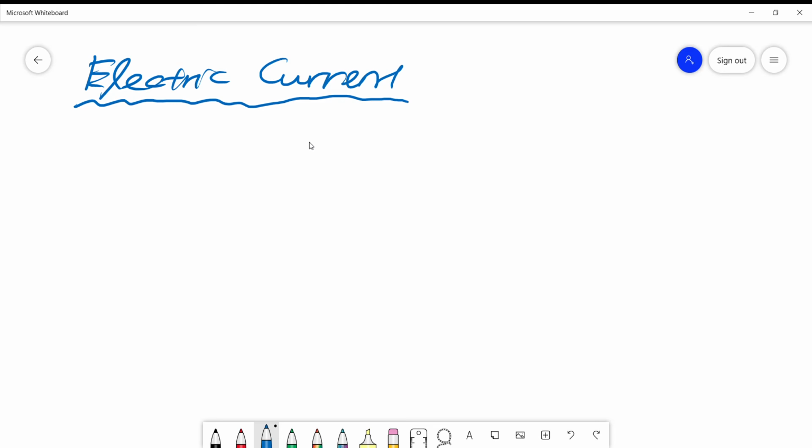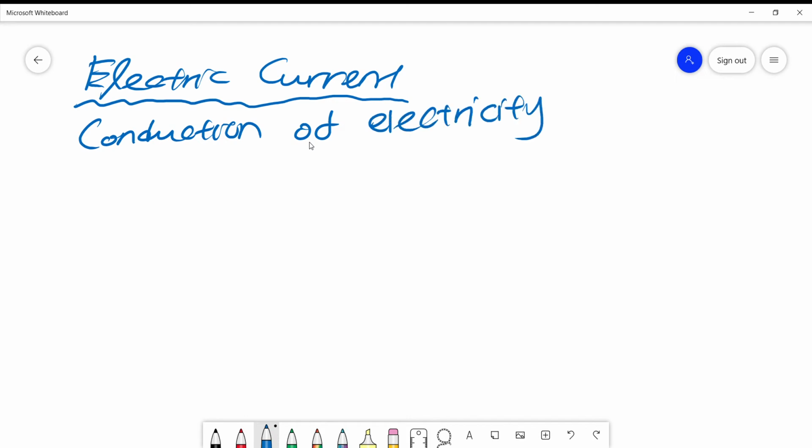Okay, so let's begin with our new chapter of electric current. For the first subtopic, we're going to talk about the conduction of electricity. The conduction of electricity usually occurs in metals.